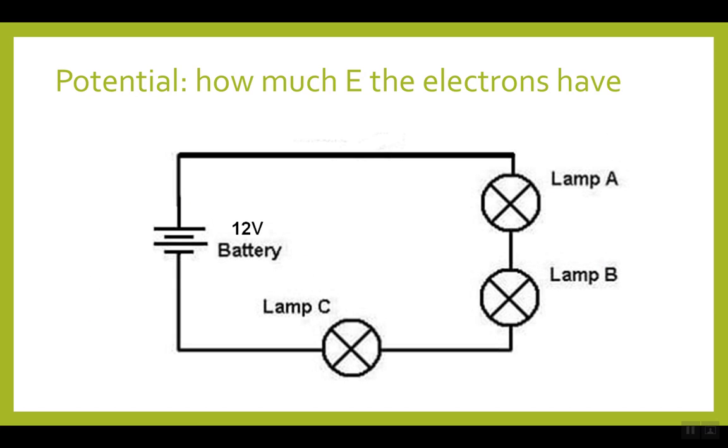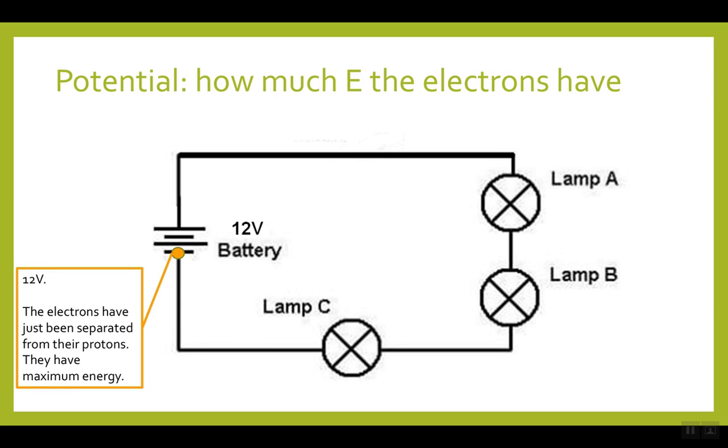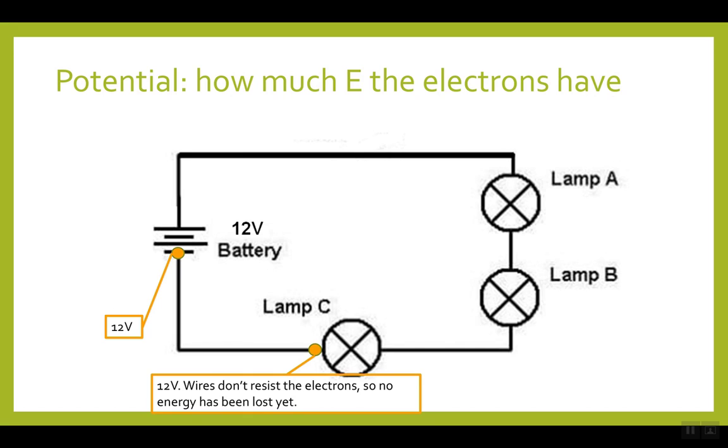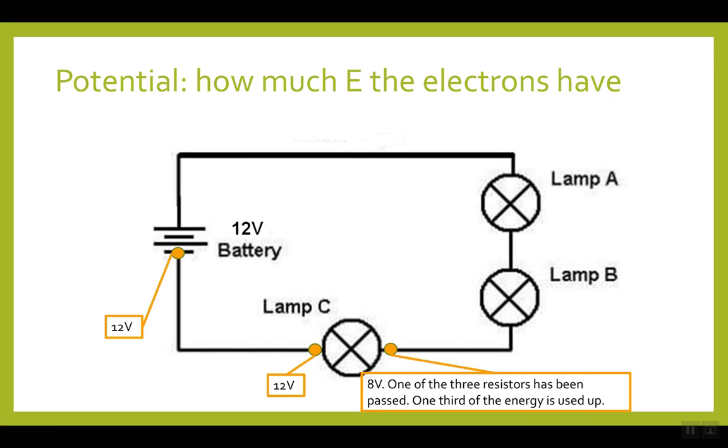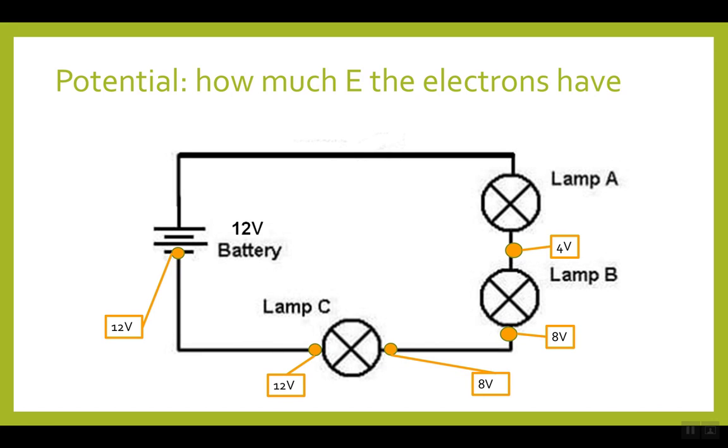So, how much energy do the electrons have? If we've got a 12-volt battery, we push out 12 volts, they've got the maximum energy. We assume the wires are not resisting the electrons. Electrons can flow pretty easily through, they're not using up energy there. Now, we're passing through three spots in this circuit where energy can get used up. Each of those will use up the same amount of energy.